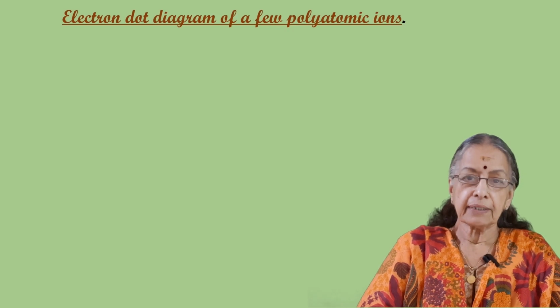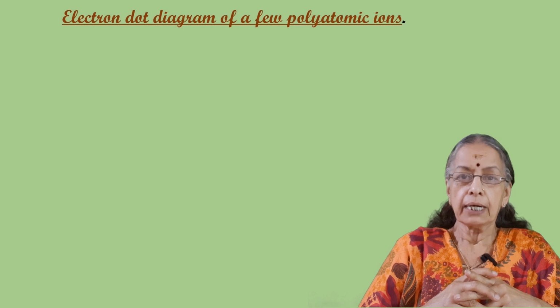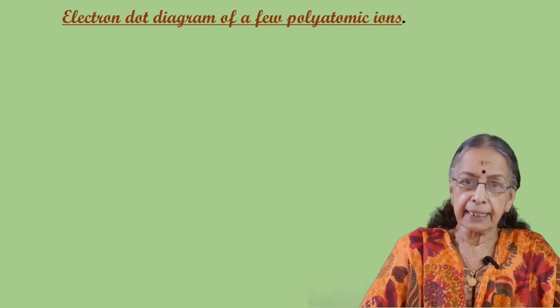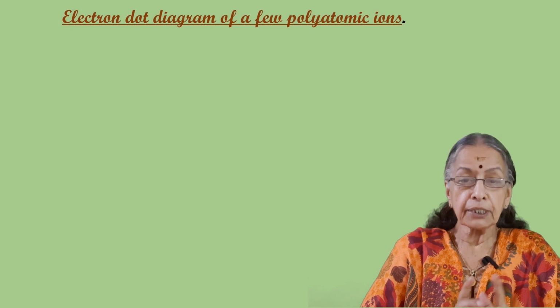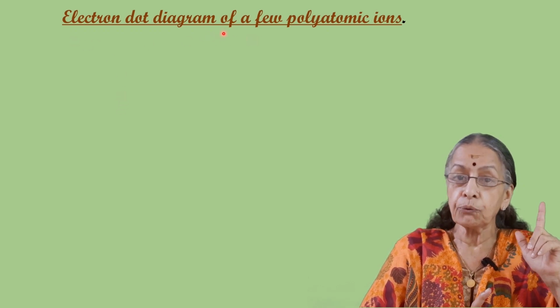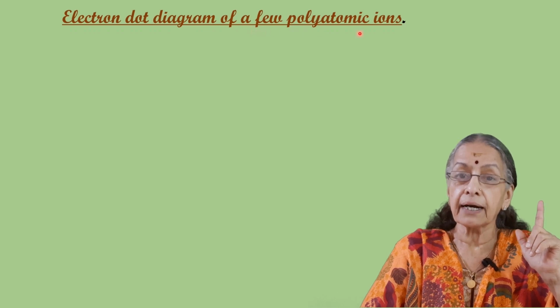Hello everyone, we are continuing class 11 chemistry, chapter 4, chemical bonding and molecular structure. Under that, in this video, we will be doing electron dot diagrams for a few polyatomic ions.